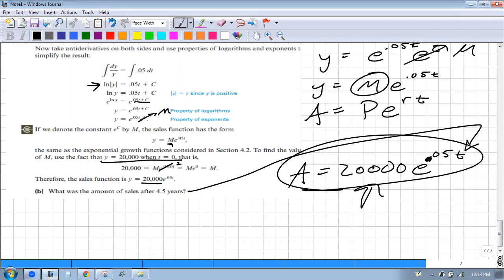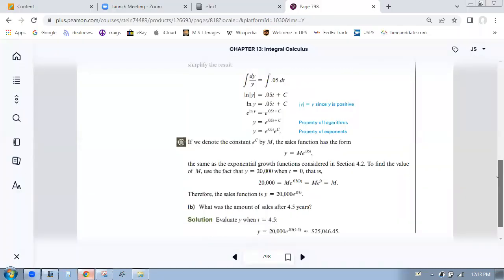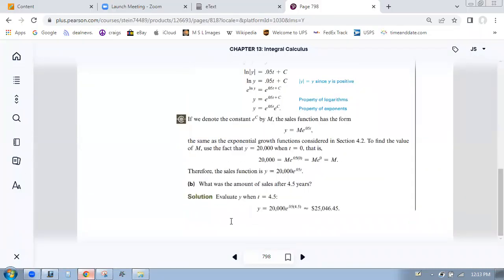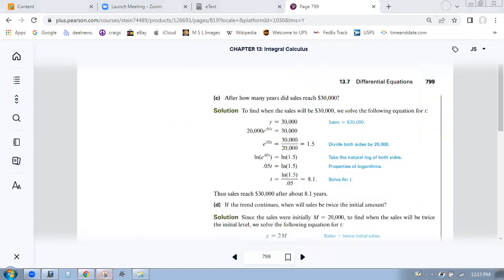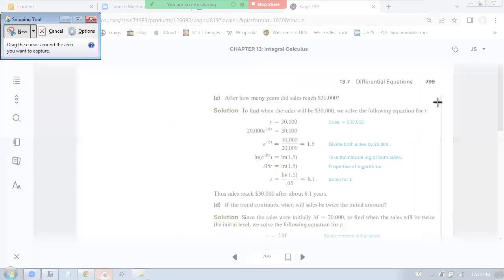The next question is, instead of giving a time and figuring out what the amount is, they're going to give us an amount and ask us how long it'll take to get that amount.